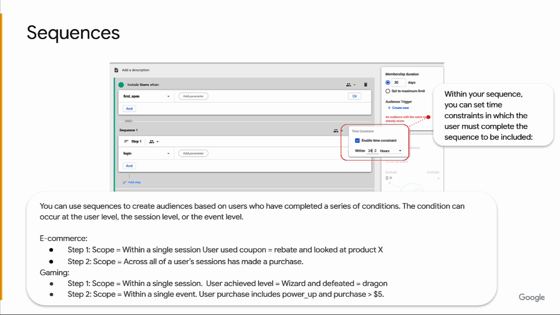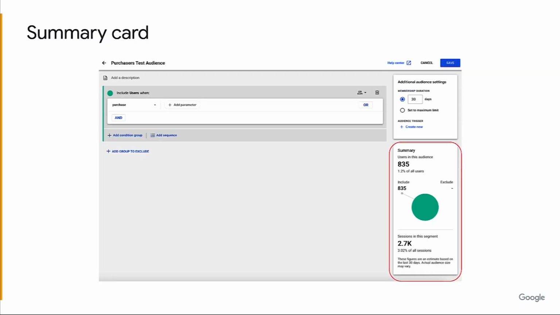For the gaming use case, for the first step, you might want to look at users who have achieved a certain level, such as Wizard, and maybe have also defeated a character such as the Dragon. And then subsequently for the second step, you might want to look at users who have made a purchase, such as a power-up, and the value of that purchase needs to be greater than $5.